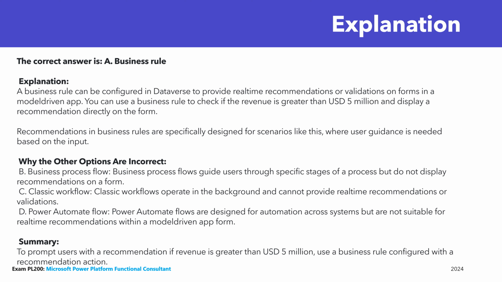Summary. To prompt users with a recommendation if revenue is greater than USD 5 million, use a business rule configured with a recommendation action.